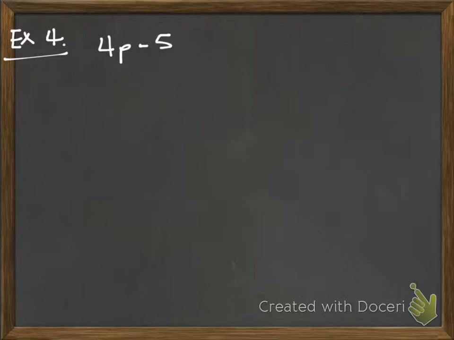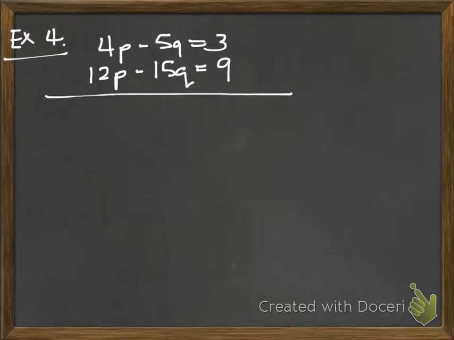4p minus 5q is equal to 3. 12p minus 15q is equal to 9. So let's take a look. Does 4 and 12 cancel? No. Do negative 5 and negative 15 cancel? No. Okay? So now, do I have an opposite pair?